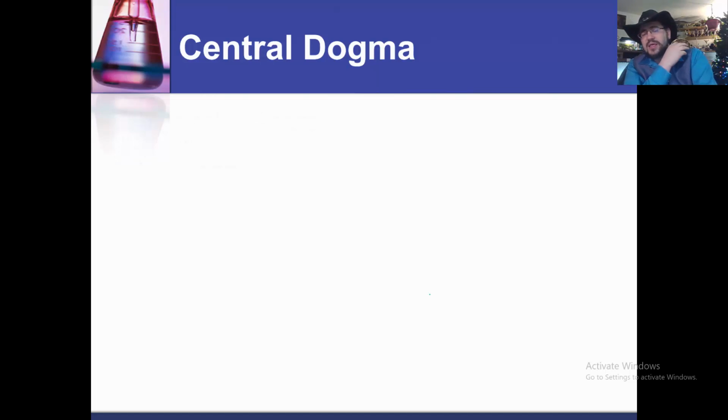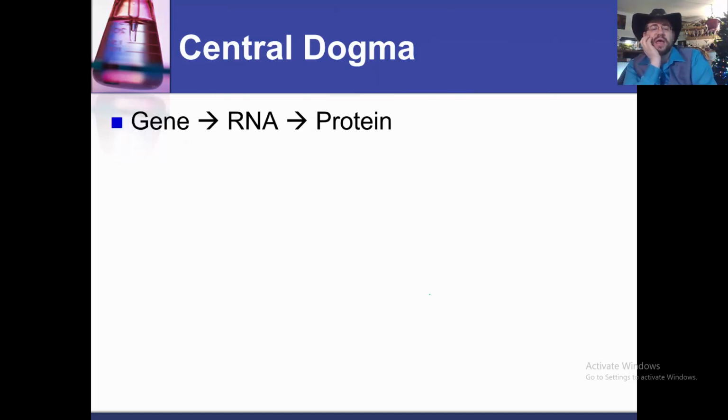So lastly, we repeat ourselves. The central dogma of biology is taking a gene, transcribing it, copying it into RNA, and translating it to protein. Gene to RNA to protein. That's the central dogma of biology. And that, my friends, is the very last lecture.